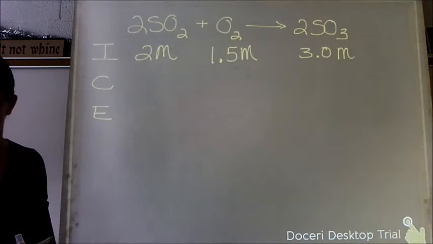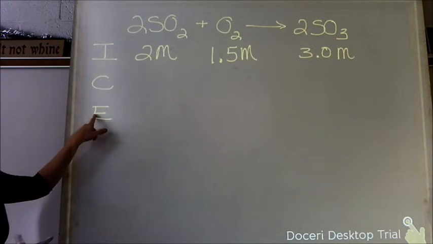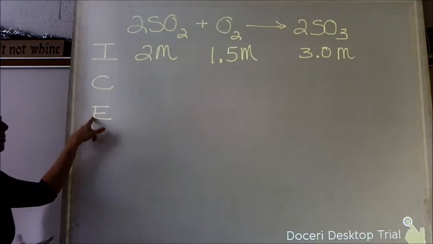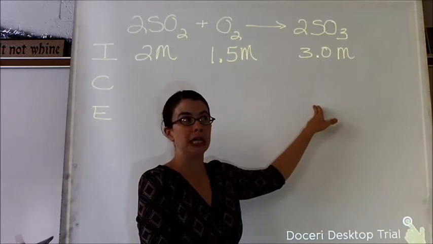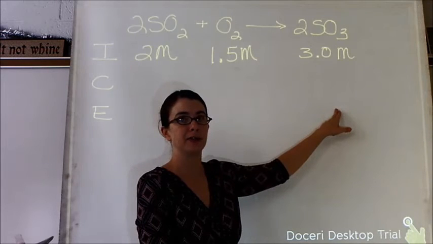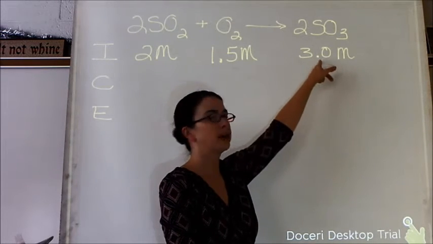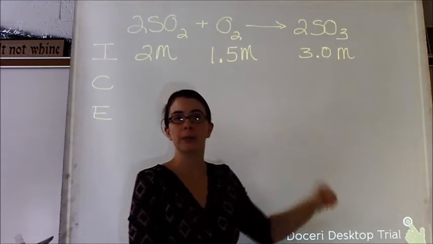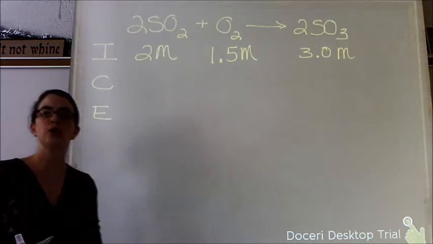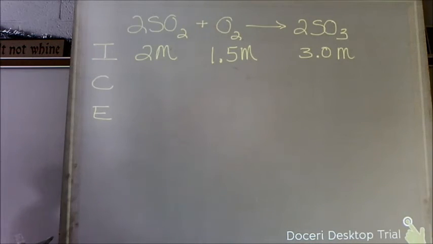Come back here. At equilibrium, my product will have a molarity of 3.5. Isn't that greater than 3? So I got more product. Which way is this shifting? To the right or to the left? To the right.